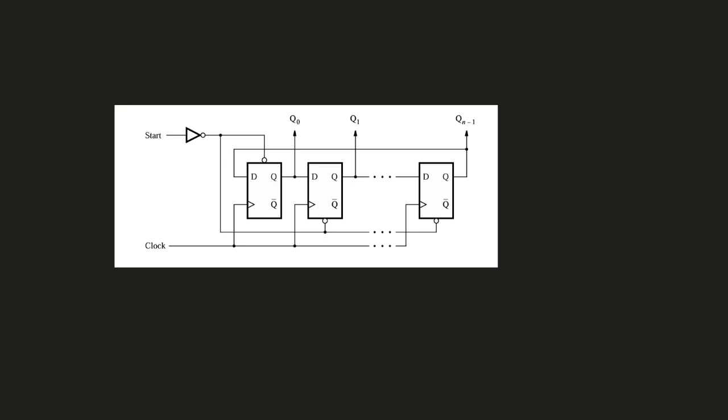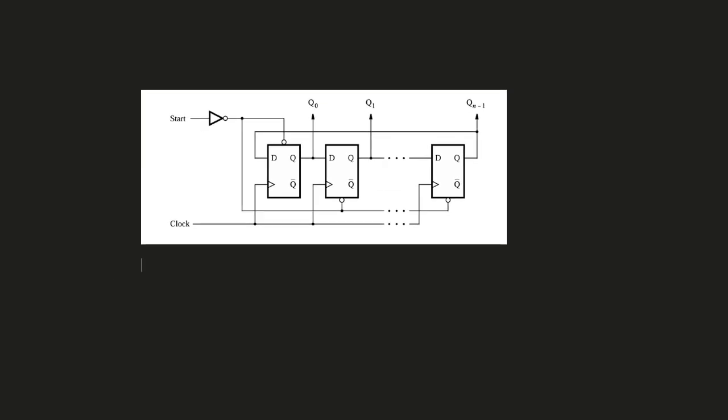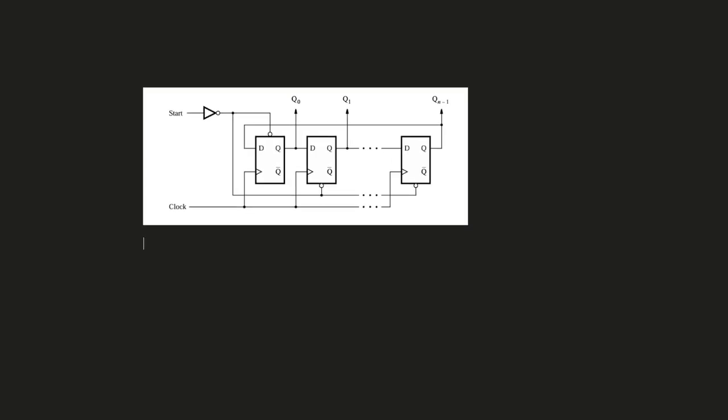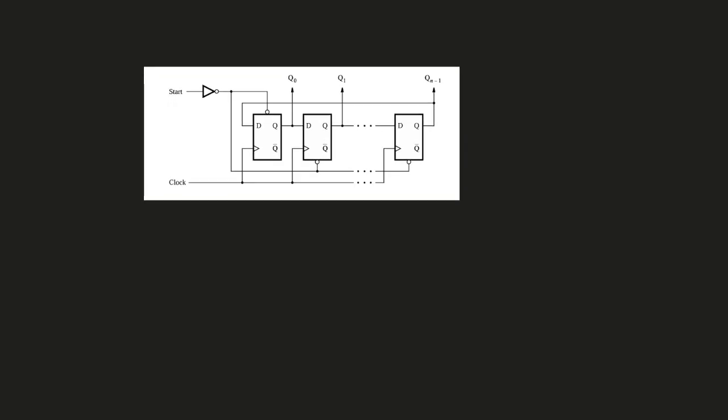Okay, so this is a ring counter. This is an n-bit ring counter, and I'm going to show you how a 4-bit ring counter works. So let's redraw the circuit. We have a series of D flip-flops.